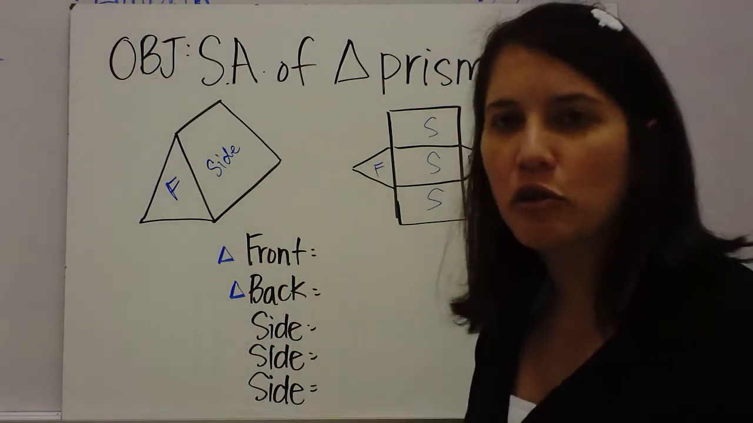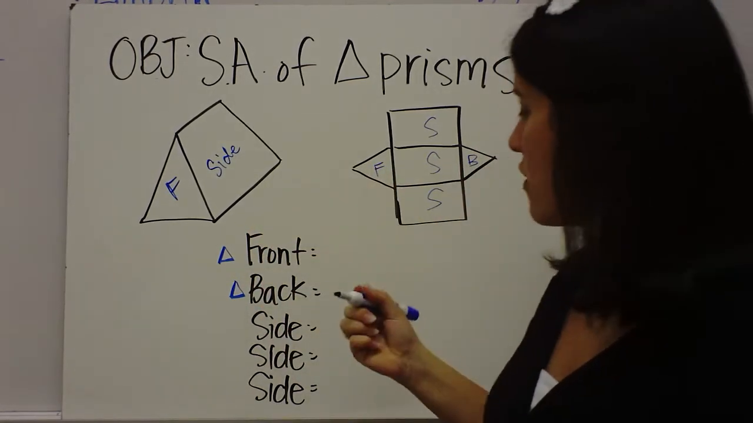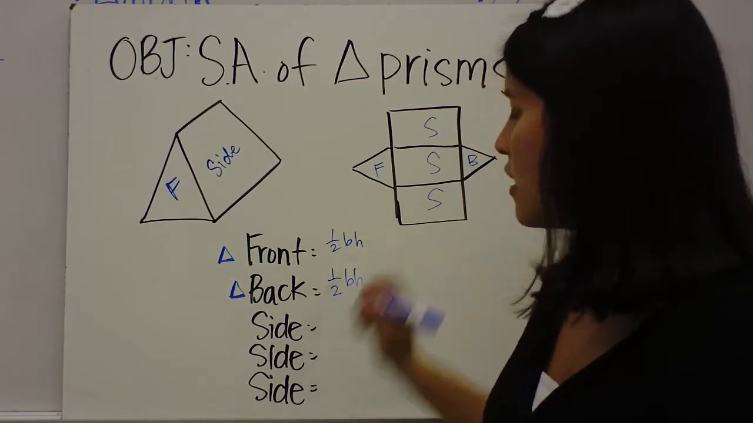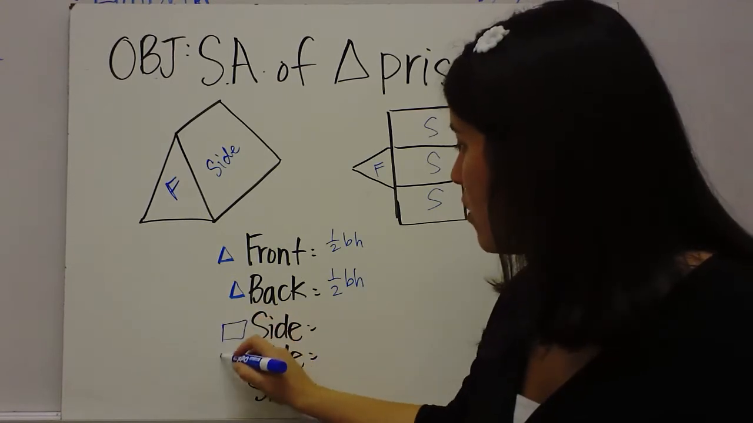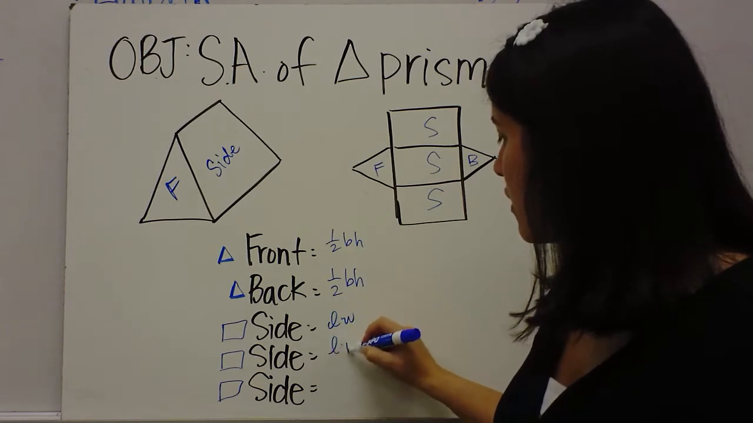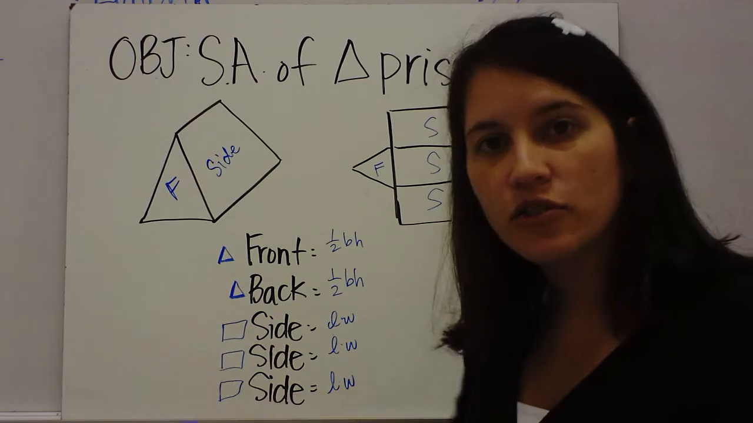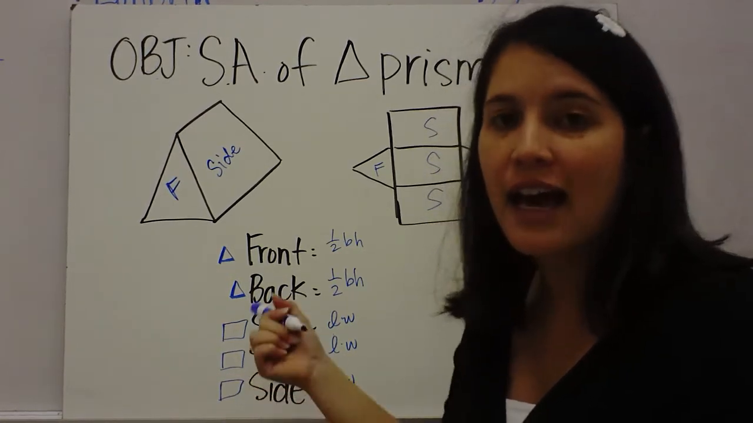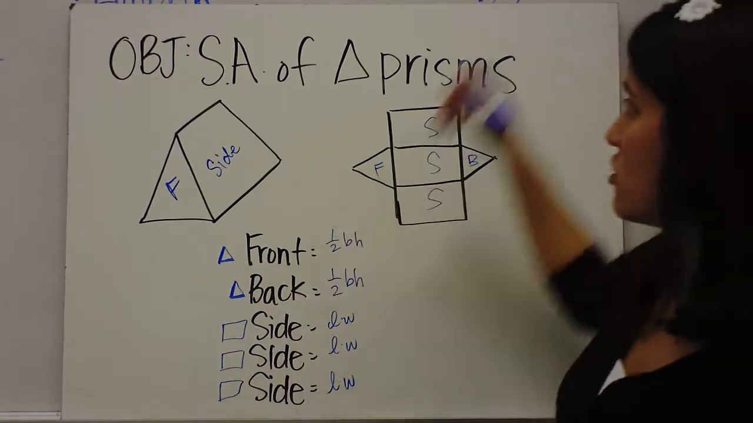So this picture shows you a little better the sides of a triangular prism. The front and the back are triangles, so that's going to be 1/2 BH, the area of a triangle, and then the 3 sides are all rectangles, so that's going to be length times width, and length times width. So here is your setup to find the surface area of a triangular prism. We're only doing surface area. And every time we're going to do front, back, side, side, side. So let's go to some examples.